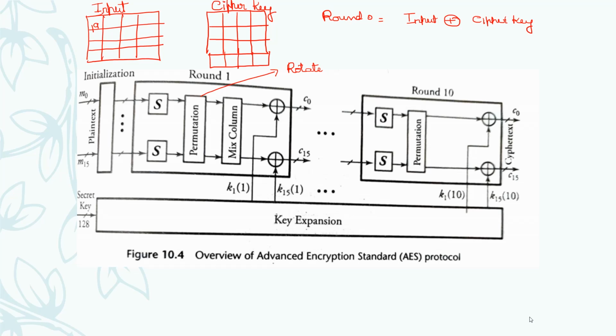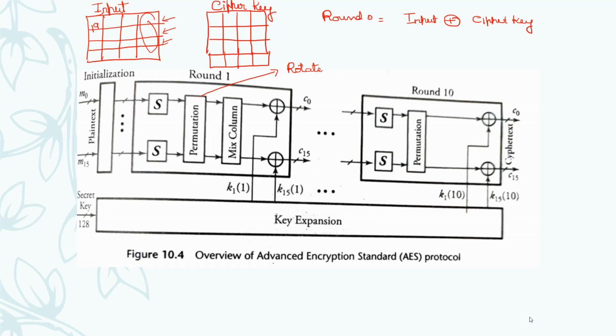In the permutation block, each row is rotated to the right by a certain number of bytes. So this row might be rotated by 1 byte, this row by 2 bytes, this row by 3 bytes, and so on. Next, the output of this is fed to the mixed column. In the mixed column, each column is processed to produce a new column. After the mixed column, the XOR operation is performed with the round key.